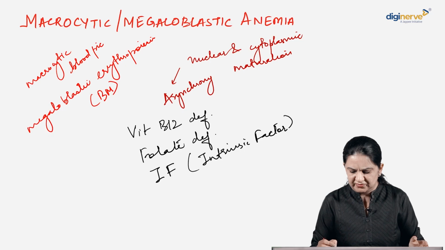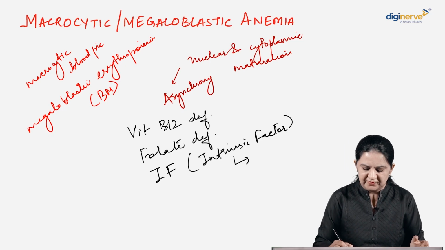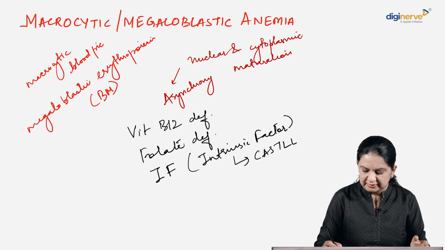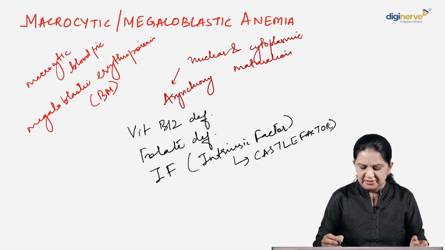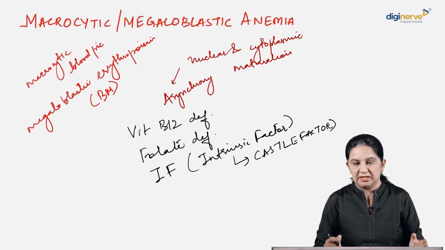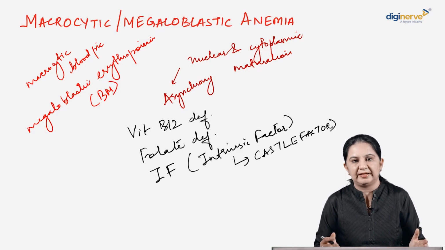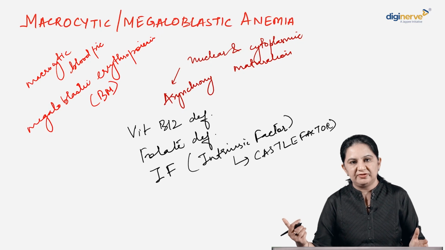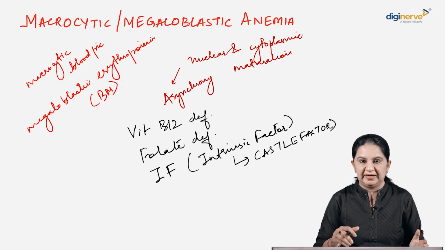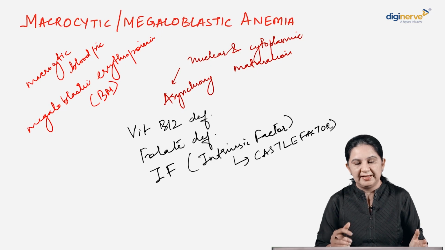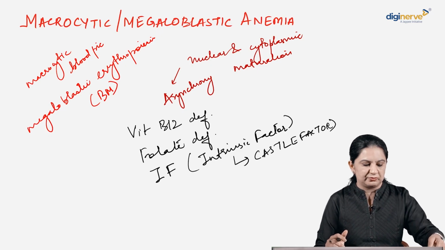Deficiency of intrinsic factor. What is intrinsic factor? Another name for intrinsic factor? Yes, Castle factor. Intrinsic factor basically helps in the absorption of vitamin B12. It acts as a cell-directed carrier protein, just like you had transferrin in the iron absorption, you have intrinsic factor in the vitamin B12 absorption. It helps in the absorption of vitamin B12.